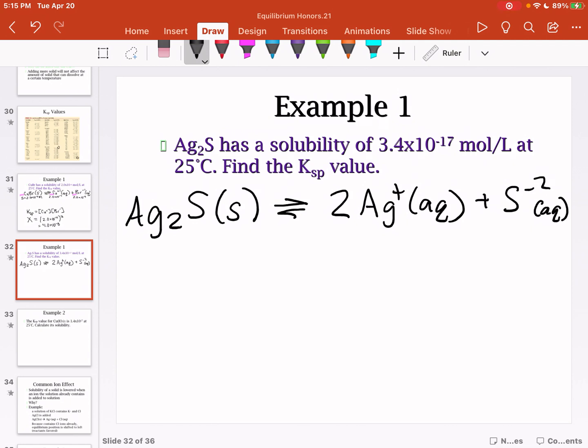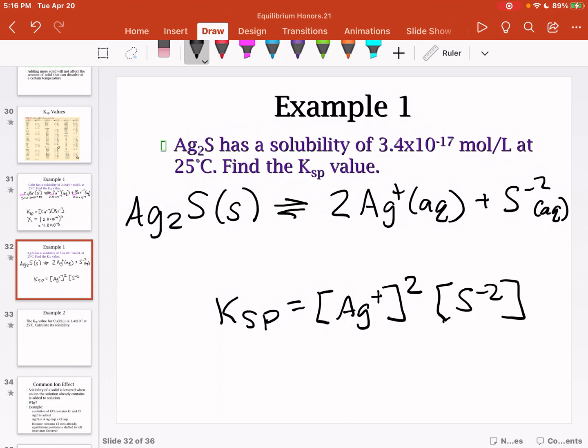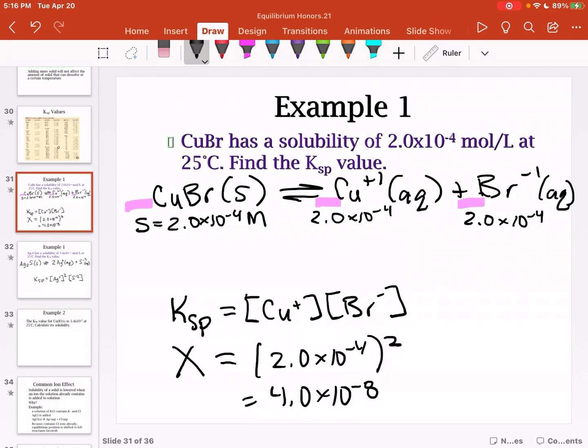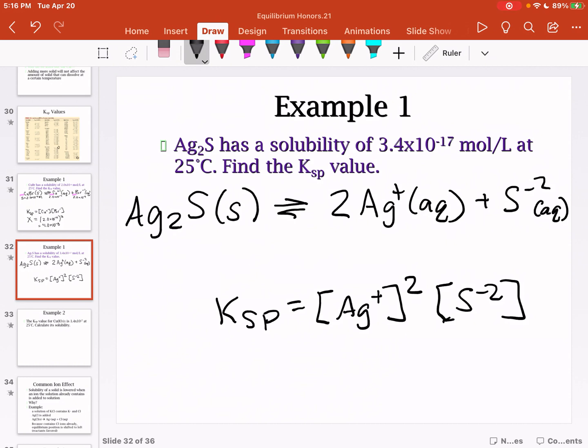So, setting up my Ksp expression, product of the concentration of the products raised to the power of their coefficients. And as we said, the solid drops out, so we have no denominator. So that said, look at the difference here. Last time we didn't have any exponents. This time we do. And we have that exponent simply because I have 2 moles of silver ions in silver sulfide, and that gave rise to a coefficient in my equation for dissociation that we learned how to do back in the day.